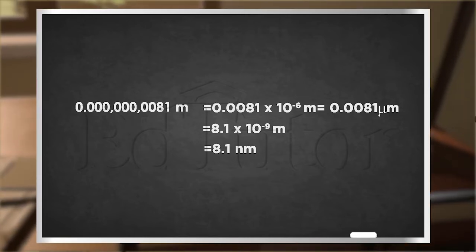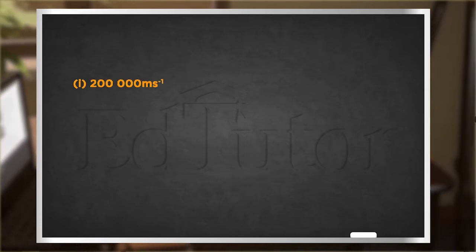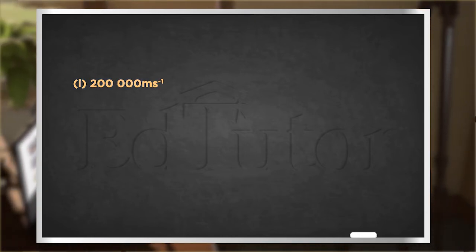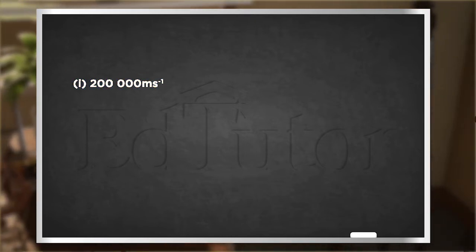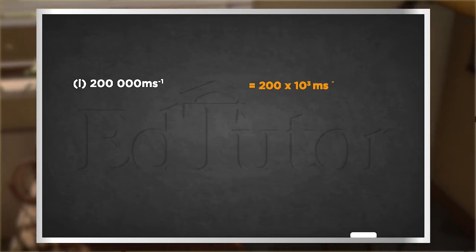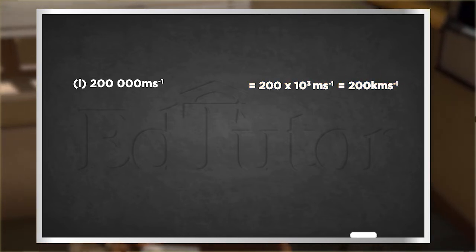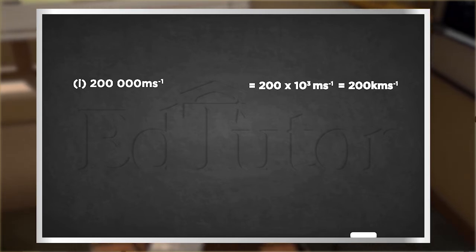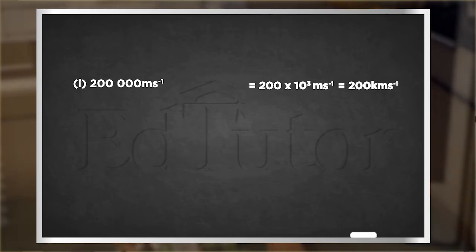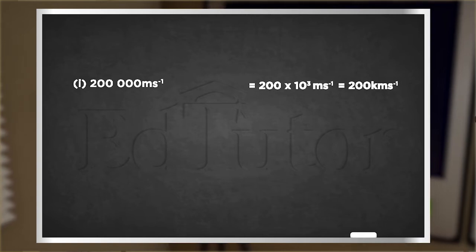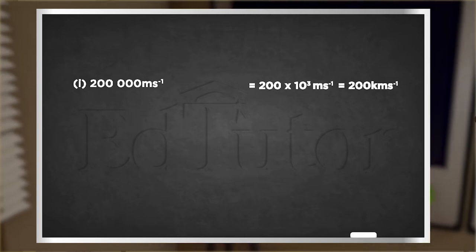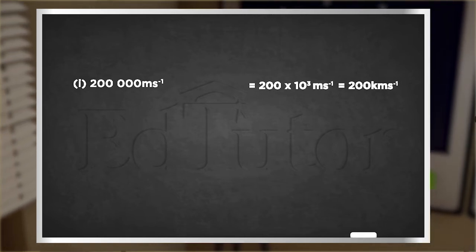Let us consider a few more examples. Consider the number 200,000 meters per second. We can rewrite this number in standard notation as 200 multiplied by 10 raised to the power of 3, or we can further replace the 10 raised to the power of 3 with what? Yes, kilo. We now write it as 200 kilometers per second.